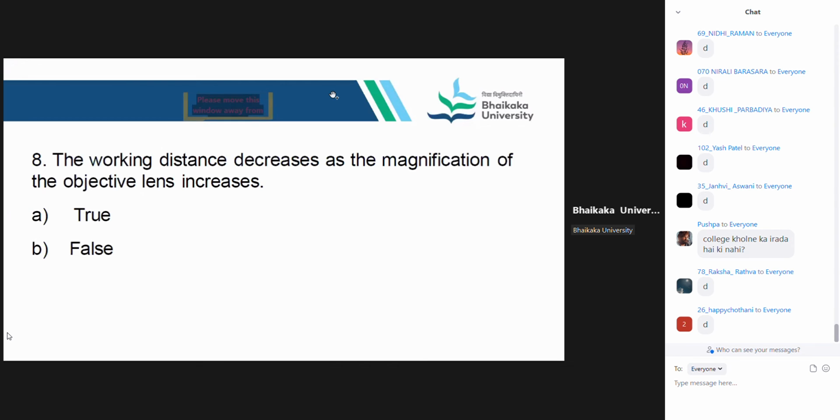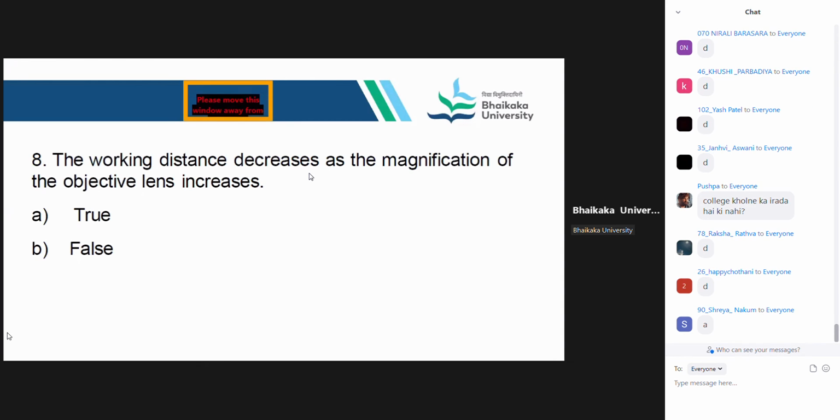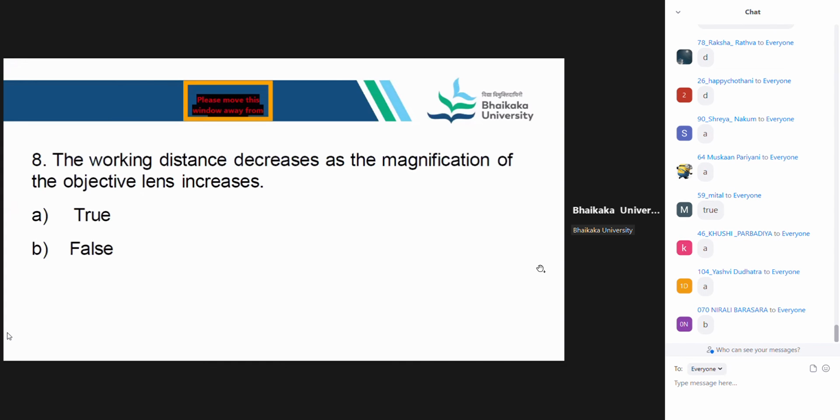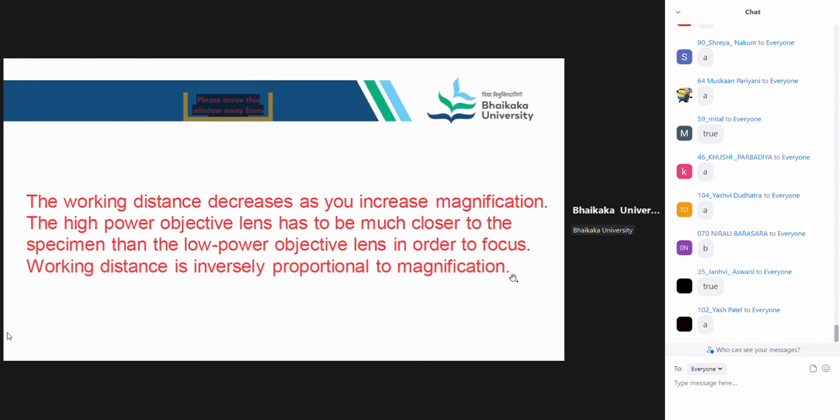The working distance decreases as the objective lens magnification increases. What will be the answer? Yes, it is true. The working distance decreases as you increase the magnification.